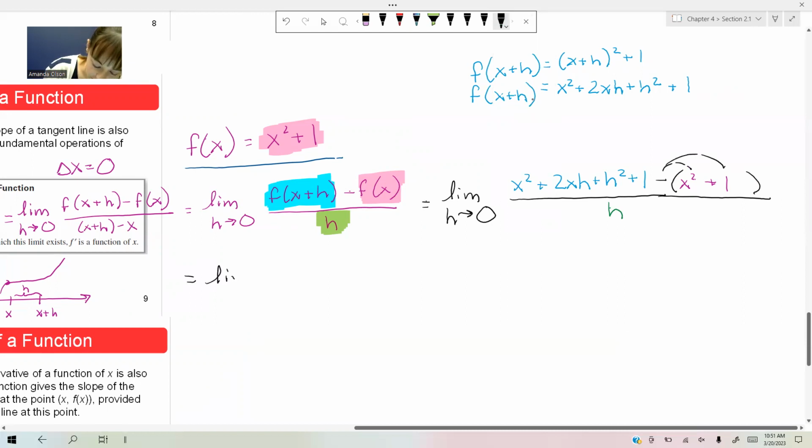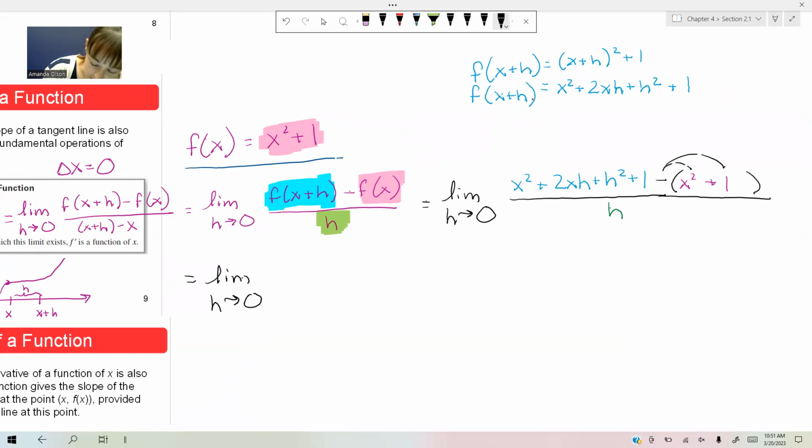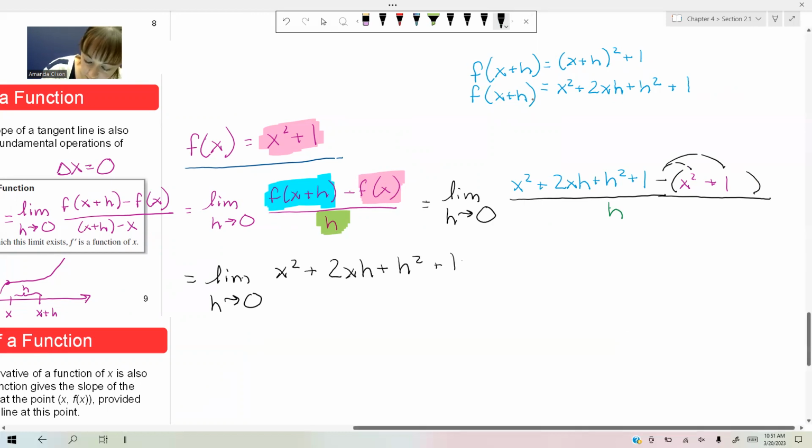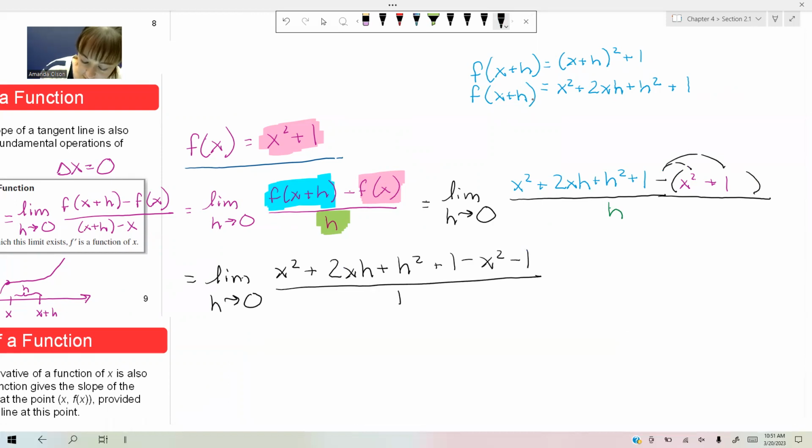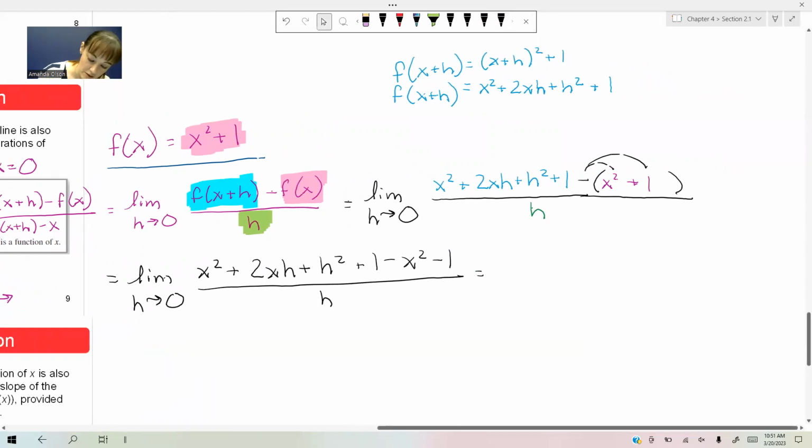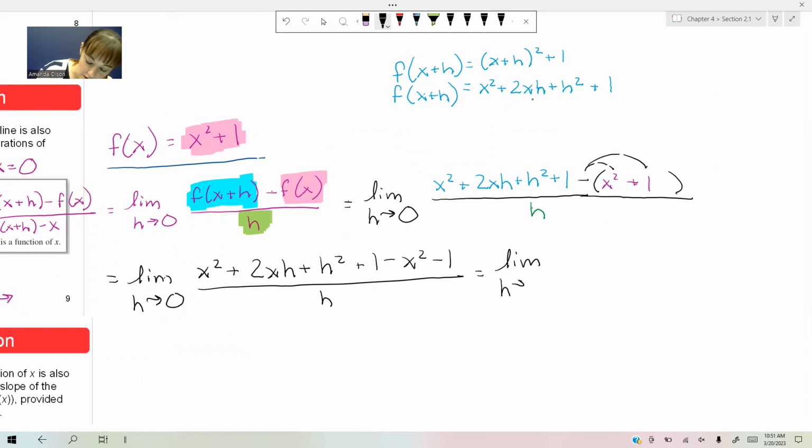So then we get the limit as h approaches 0. I'm going to combine like terms and simplify some things. I have x squared plus 2xh plus h squared plus 1 minus x squared minus 1, all together over h. From there, we can combine like terms. We're still looking at the limit as h goes to 0. It's important we don't drop that notation because each line, it is the limit. Otherwise, they're not necessarily equivalent.